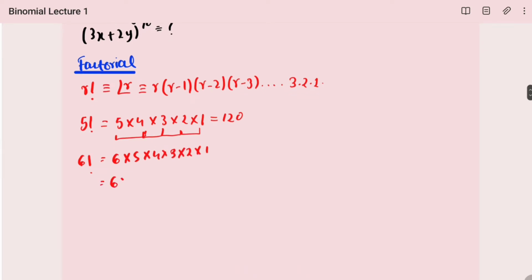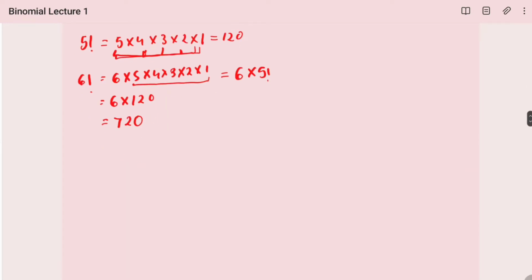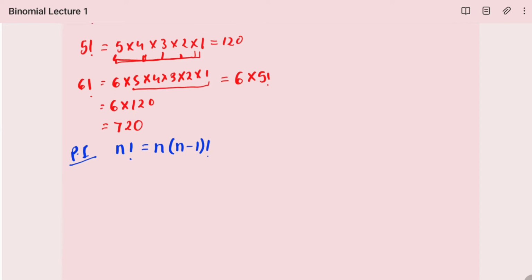So 6 into 5 into 4 into 3 into 2 into 1 is exactly what we have calculated over here. So it is 120. So 6 into 120 is 720. So 6 factorial was basically 6 into 5 factorial. So we can write this as a property. N factorial is n times n minus 1 factorial. So a very simple property and an obvious one, but this will help us in future to solve certain questions and to minimize our calculations.